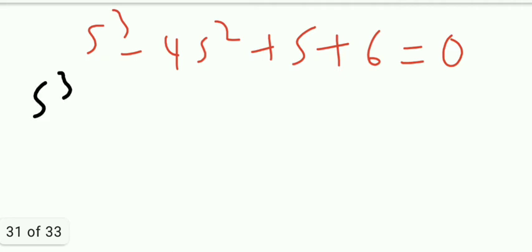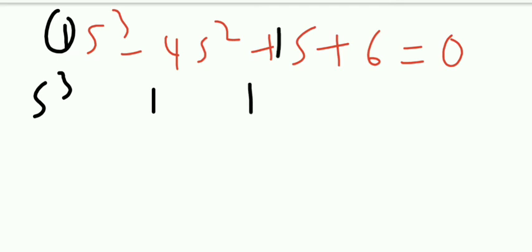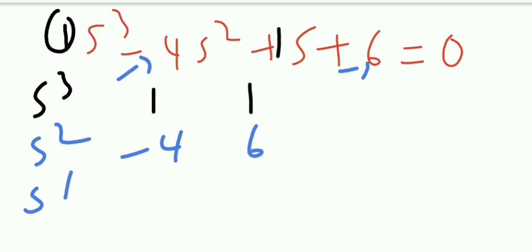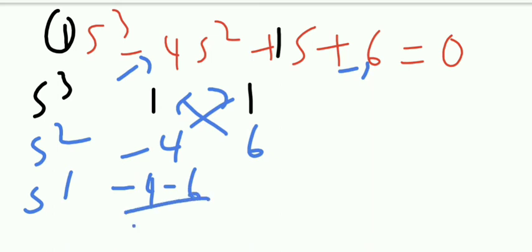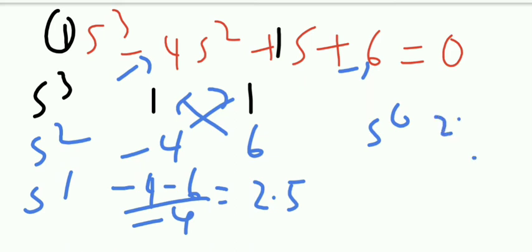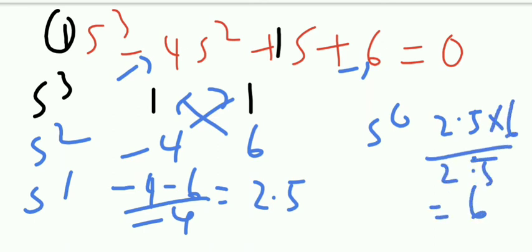For s cube we get 1, the coefficient, then we go for the odd power, so 1, 1. Next, s squared: what are the coefficients? Minus 4, 6. Then for s power 1, cross multiply and divide: minus 6 divided by minus 4, which equals plus 2.5. Then for s power 0, 2.5 into 6 divided by 2.5, that is equal to 6.